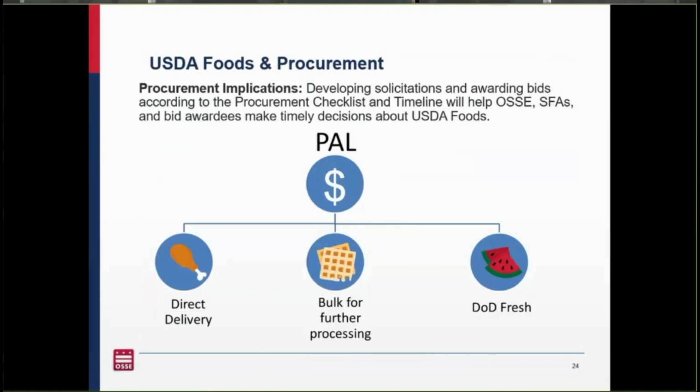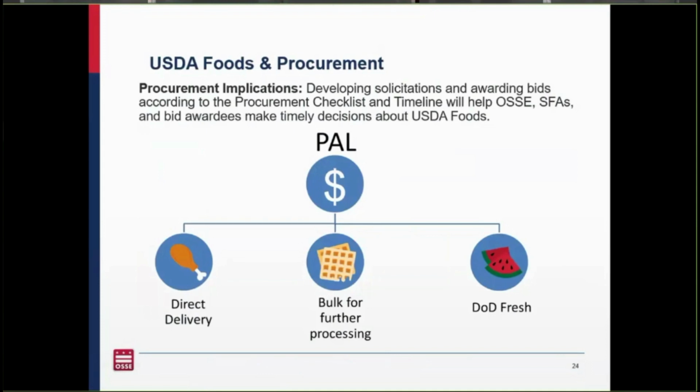I know there's a few new folks on the line, so I just want to do a real quick overview of how we can spend these funds. And there's 3 ways to spend your PAL. You can spend it on USDA foods that are delivered directly to your SFA or to your distributor. So in our example here, that would be cases of frozen chicken.